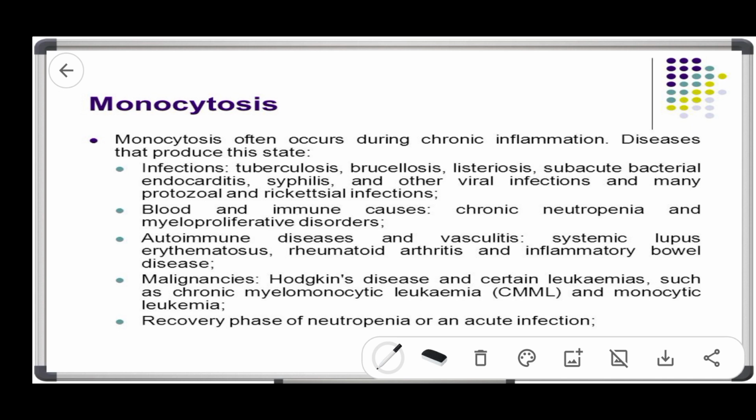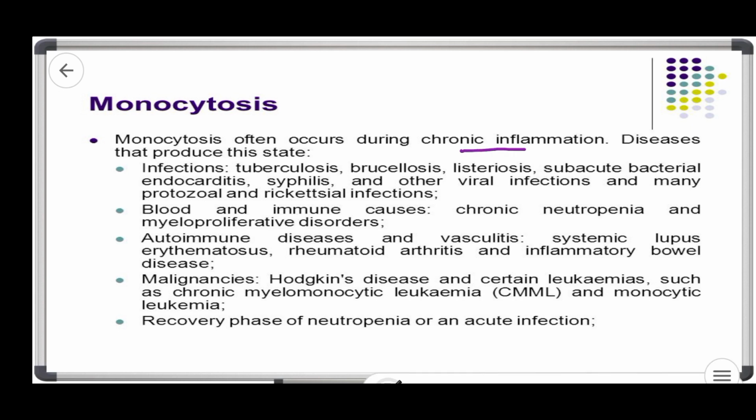Monocytosis often occurs during chronic inflammation. Mostly chronic infections produce this state, like tuberculosis, brucellosis, listeriosis, subacute bacterial endocarditis, syphilis and other viral infections, and many protozoal and rickettsial infections.